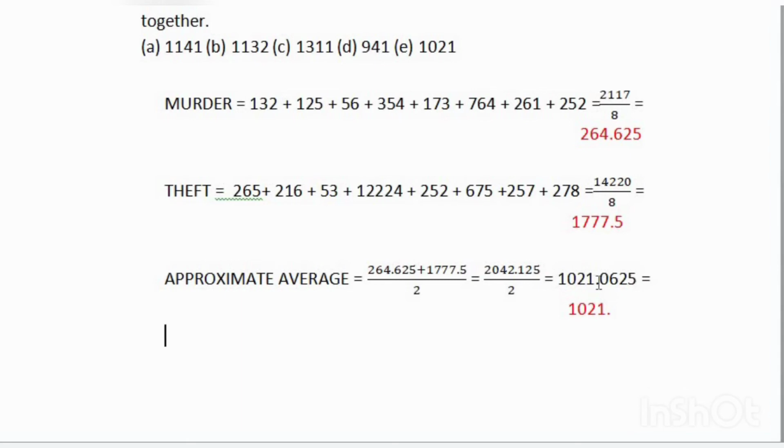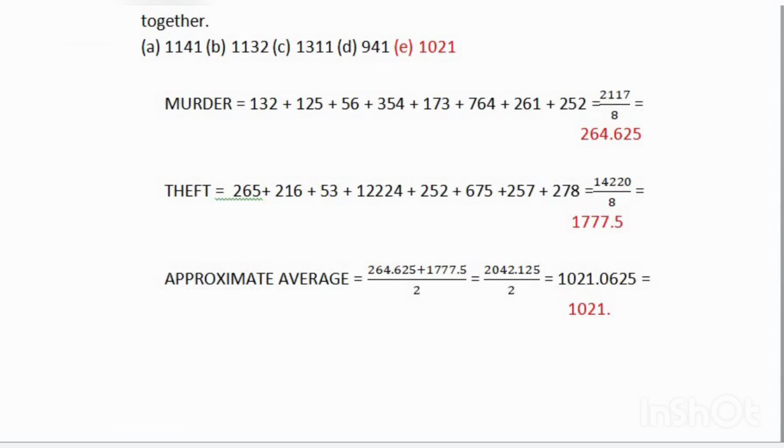And the question is to find the approximate average. So here after the decimal point it is 0. So you can consider the number as 1021 itself, right? So the answer is option E. Option E is the right answer, 1021, right? So it's clear that if you know how to simplify in very less time, then these questions will be easy for you, especially data interpretation.